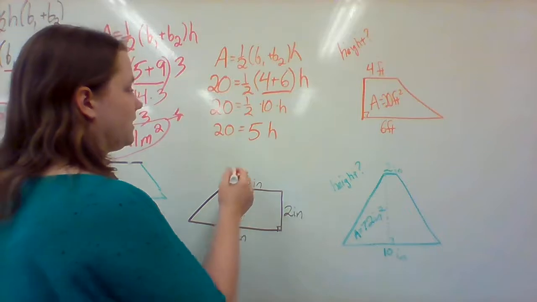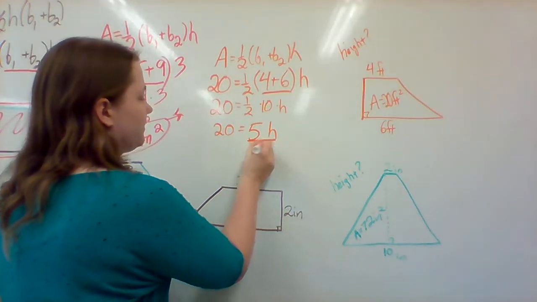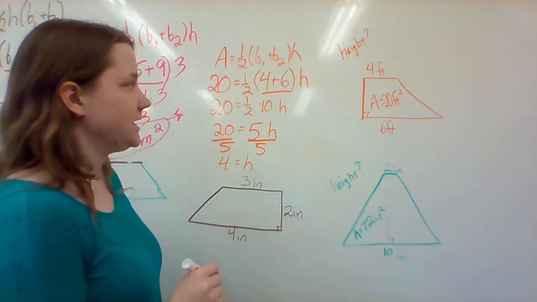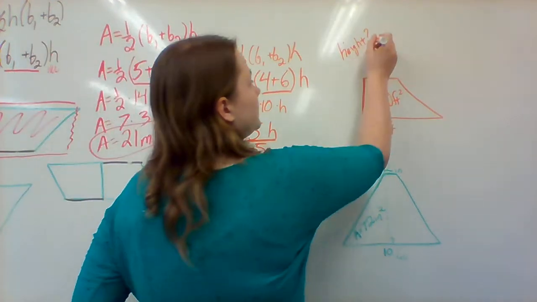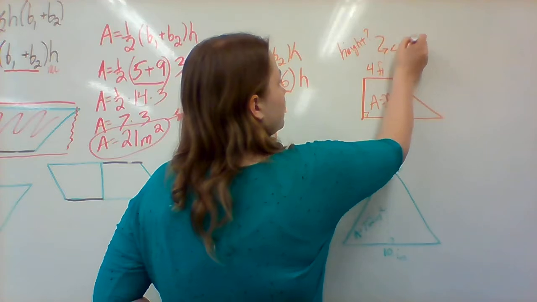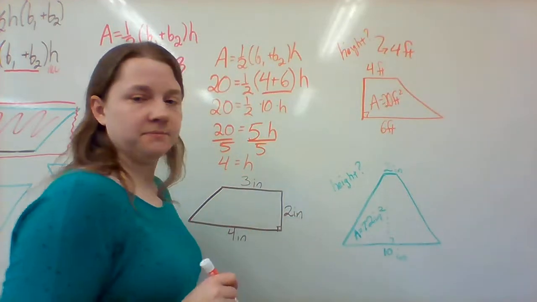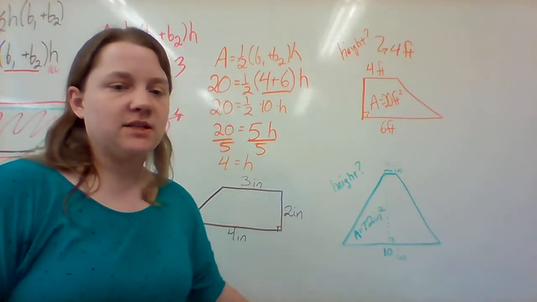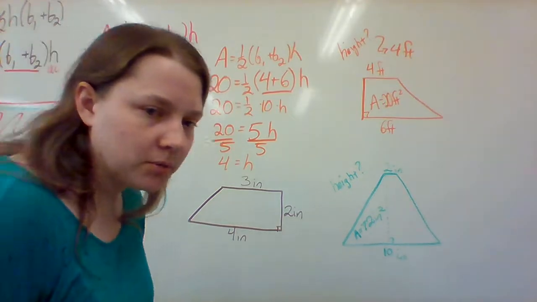To get rid of that 5, I'm going to divide by 5 on both sides and get 4 for my height. So my height is going to be 4 feet. And I've just solved for my height. Let's take a look at one more problem.